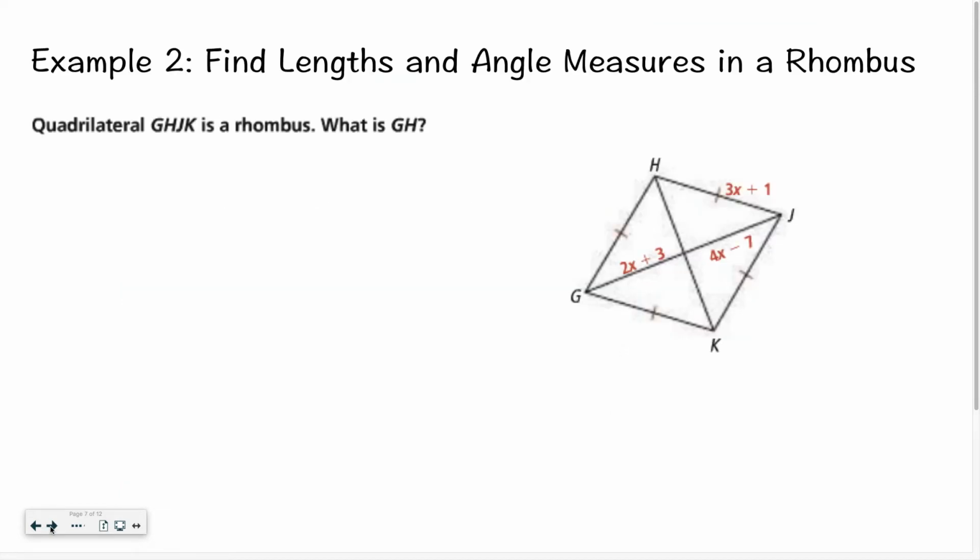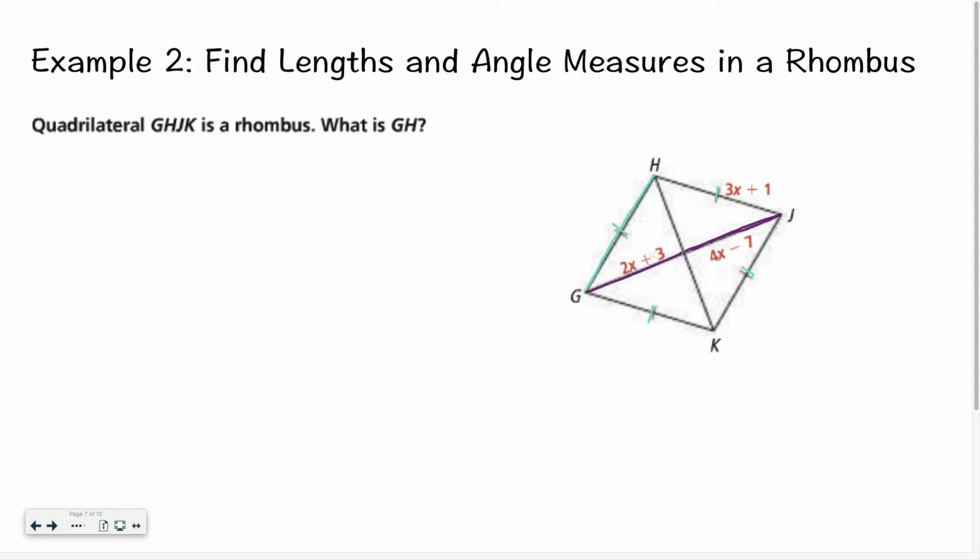All right, so then we have example 2 where we want to find the lengths and angle measures in a rhombus. So if I know that quadrilateral GHJK is a rhombus, and I want to find GH. Okay, so remember, in a rhombus, all of the sides are congruent, and then the diagonals are bisected. So these two purple segments are congruent to each other.